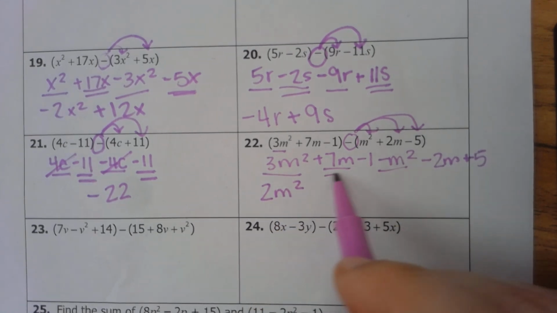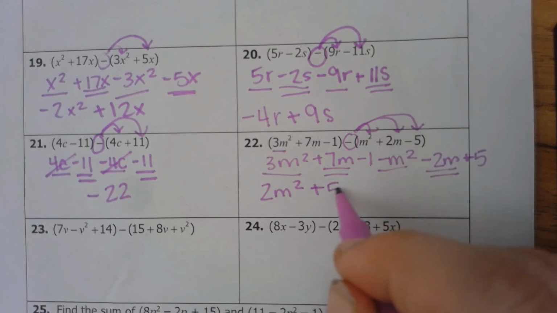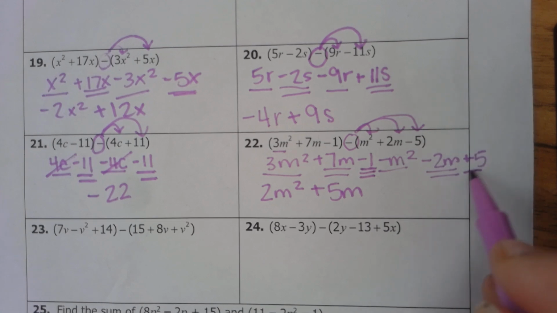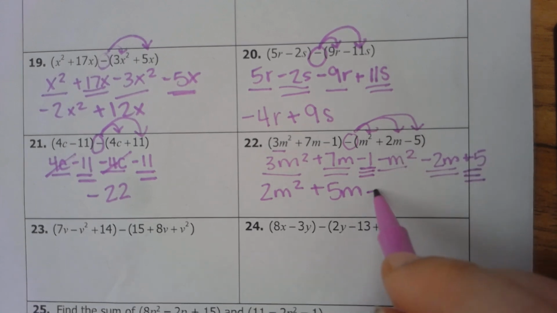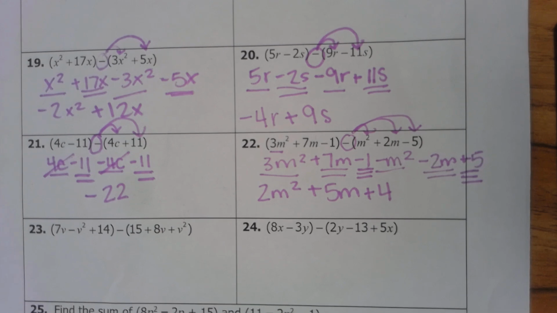Okay, then we have 7m. My like term with that is negative 2. 7 minus 2 is 5. Okay, then we have negative 1 plus 5. Negative 1 plus 5 is 4. Is this in standard form? Yes, it is. Okay. Alright. 23 and 24 are the only ones we have left. I want you to do 23 completely on your own again.